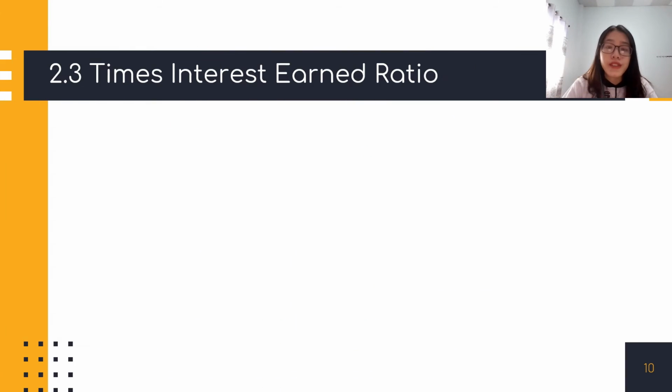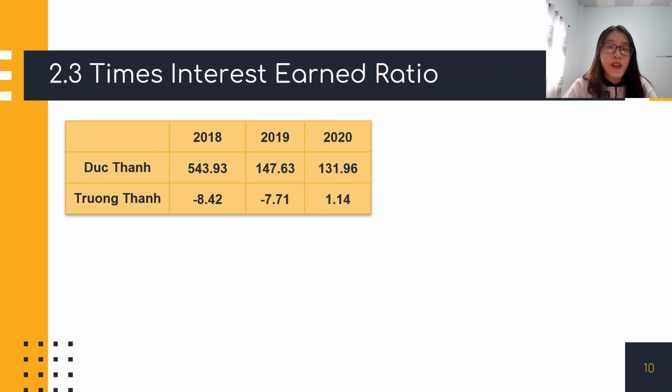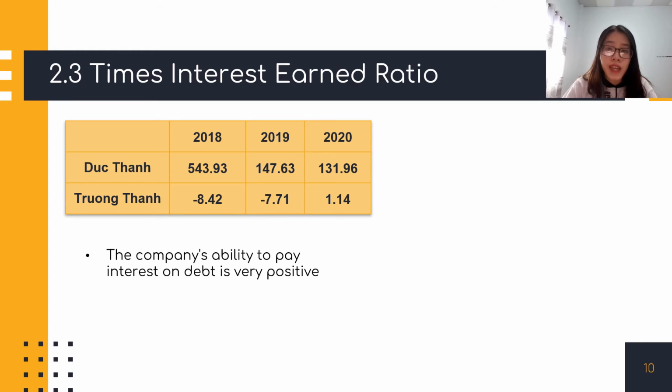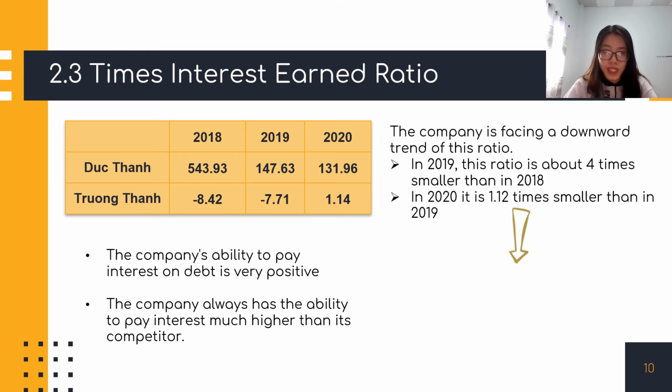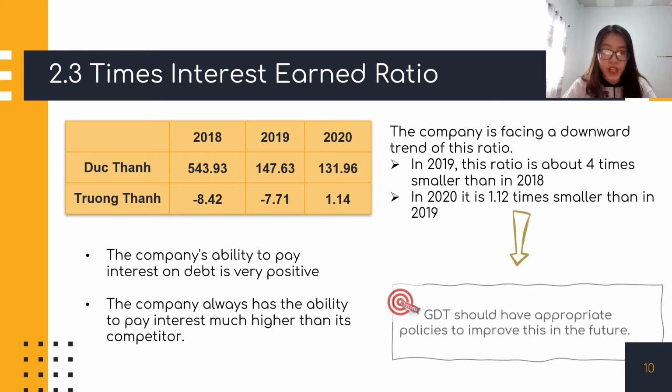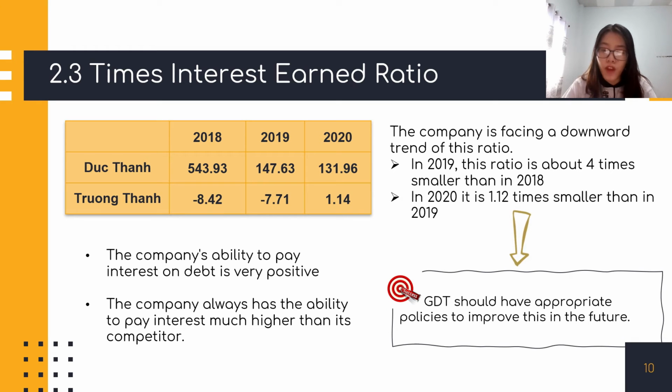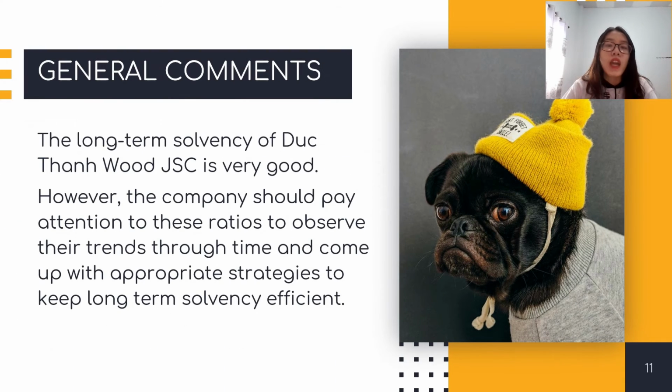And moving to the times interest earned ratio, we can see that the company's ability to pay interest on debt is very positive. Moreover, the company always has the ability to pay interest much higher than its competitor. However, it is facing a downward trend of this ratio, so GDT should have appropriate policies to improve this in the future. In summary, the long-term solvency of Đức Thành Group Stock Company is very good compared to the rival company in the same industry.